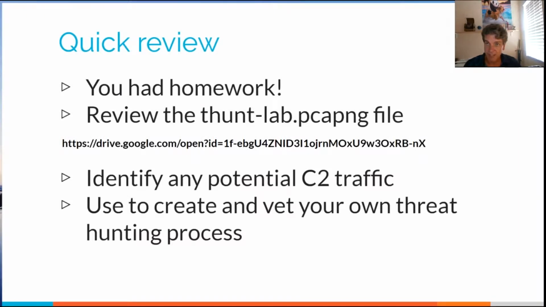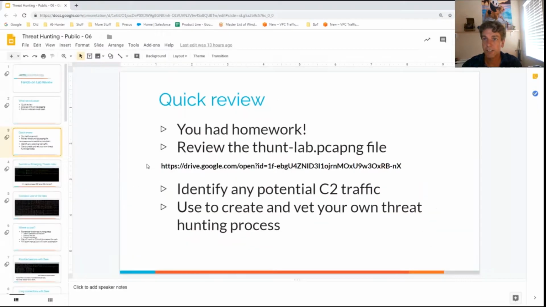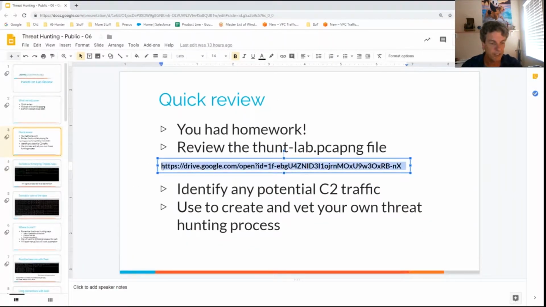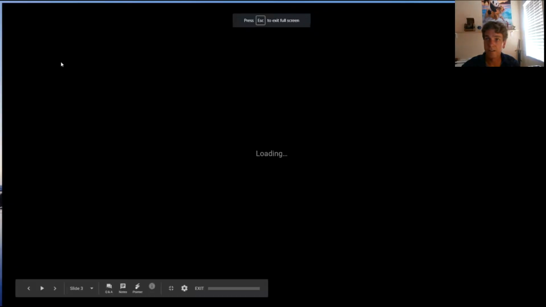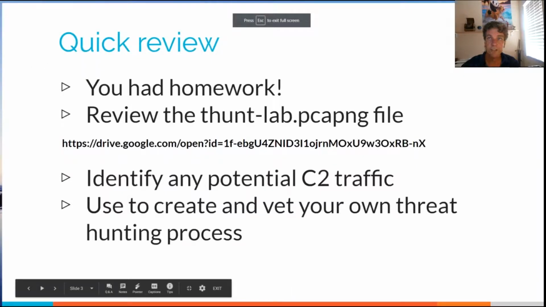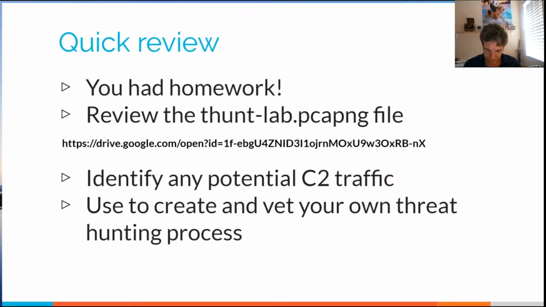So I gave you this link last week. In fact, just in case there's anybody here that didn't get it last week, I'm going to throw this into chat so that everybody has it now. That is a 3 gigabyte PCAP file that is a collection of traffic over a 24-hour period of time.